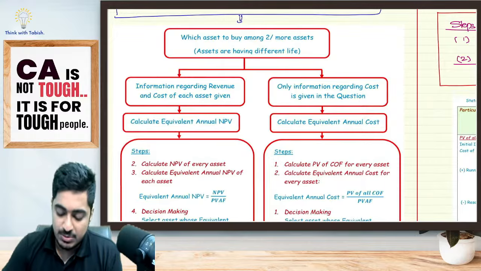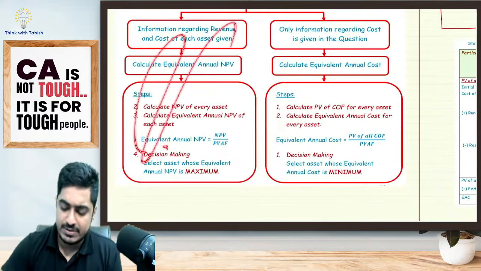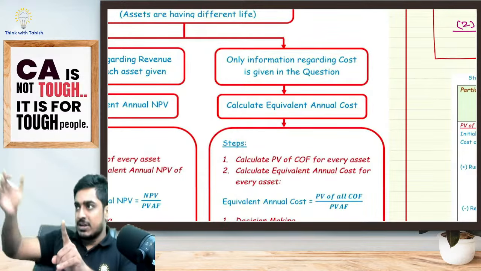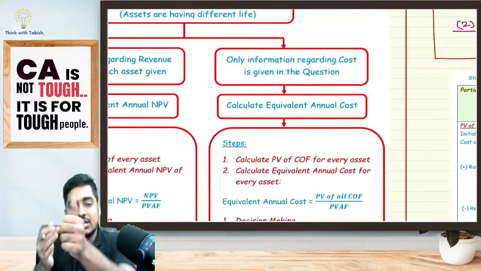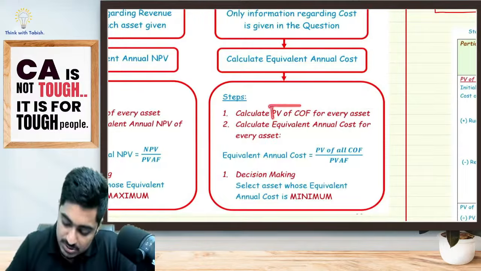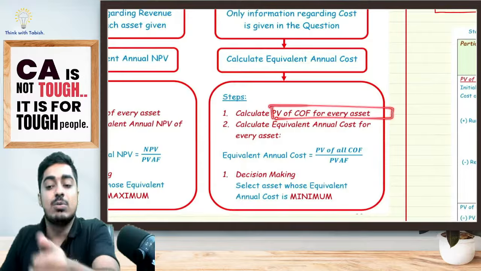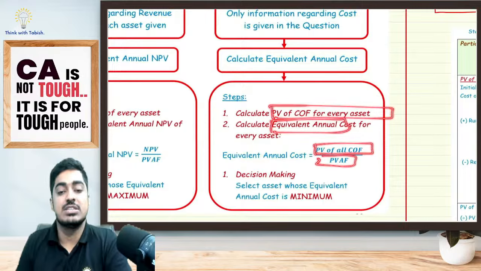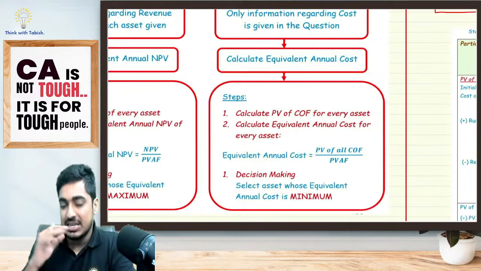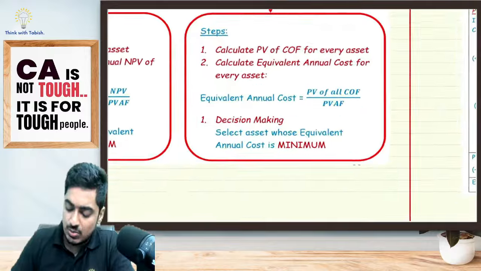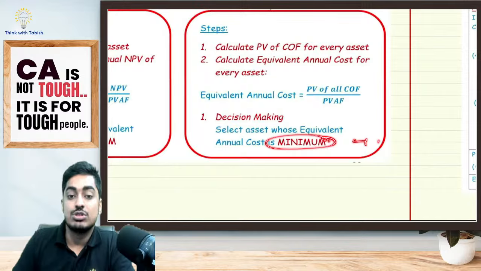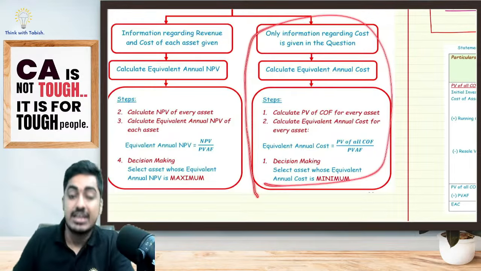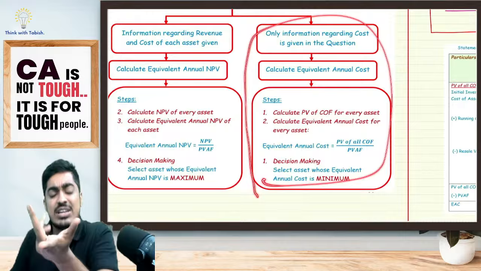Now, if information about revenue and cost is given, this will not apply. From the exam perspective, only this is there. Cost information is given. Two assets are there, and different costs I am incurring. First, I will calculate the present value of all cash outflow. Based on that, I will calculate the equivalent annual cost, which is the present value of all cash outflow divided by the present value annuity factor. Now comes decision making. Whichever asset has the minimum equivalent annual cost is the most preferred. Is this clear? Suppose only cost information is given and revenue data is not given, so I'll assume revenue is the same and ignore it.